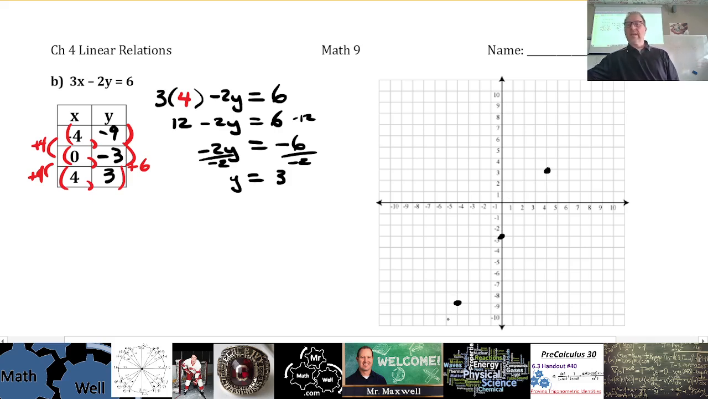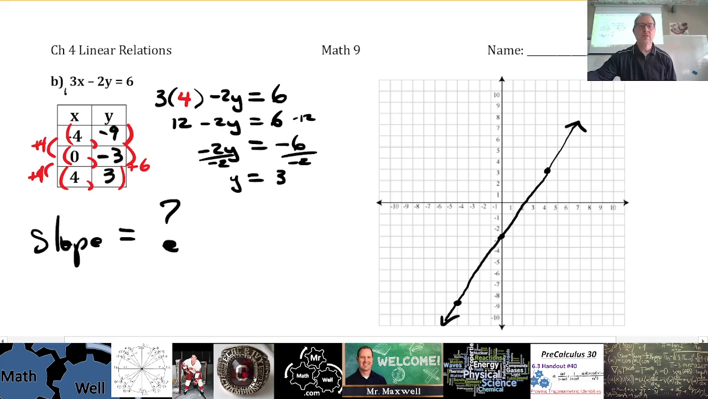Straight line. Okay, you'll use your ruler. I'm just going to do this for time's sake. Straight line. Arrows on both ends of the line. Okay, and what is the slope of this line? What's the slope of this line?